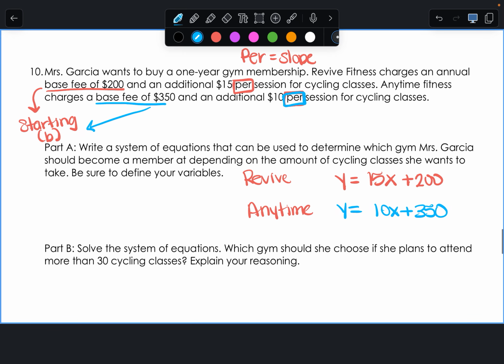Now, to find the solution, you don't put these into matrix. You have 2 equations in slope-intercept form. What do you do to find the solution here? Put it into Y equals.